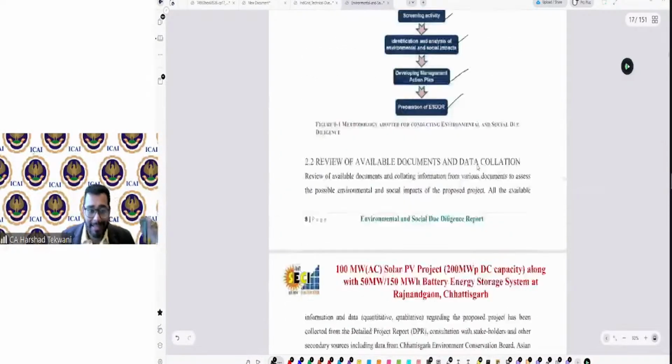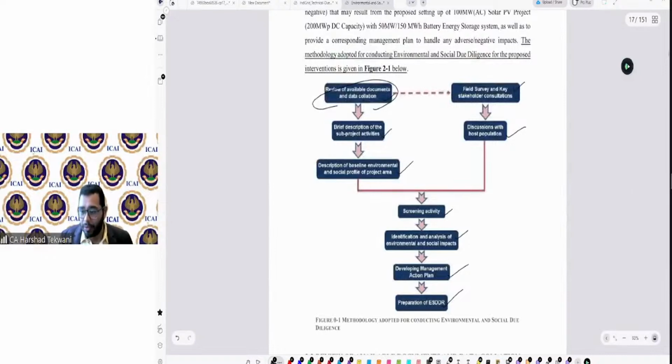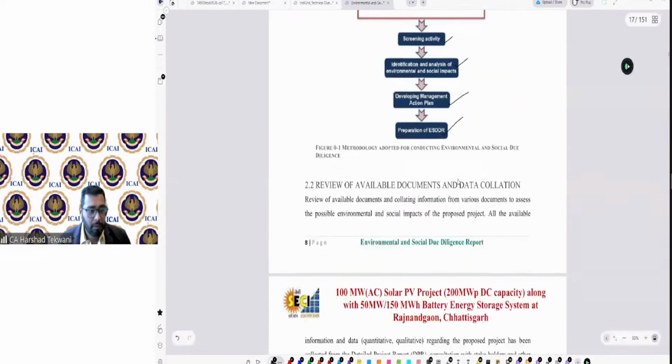Again, is this a standard methodology? Answer is no. Is this the only methodology? Answer is no. There could be different methodologies based on the different kinds of assignments.